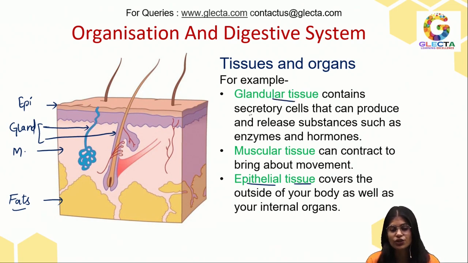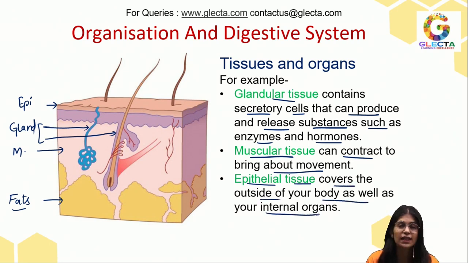So the glandular tissues contain the secretory cells that can produce and release substances such as enzymes and hormones. There are muscular tissues that can contract and bring about movement, and then there's epithelial tissue covering the outside of the body as well as the internal organs. So these are different kinds of tissues. They're all present at different points of the body, and all these together are working for the same kind of function.